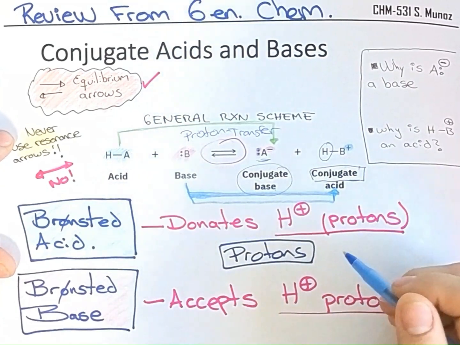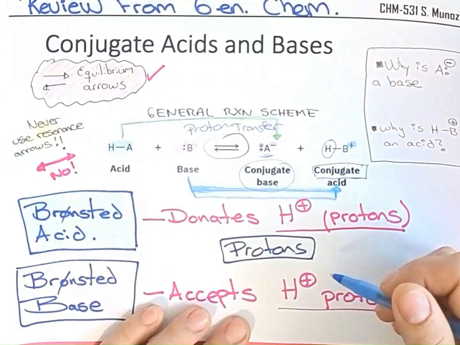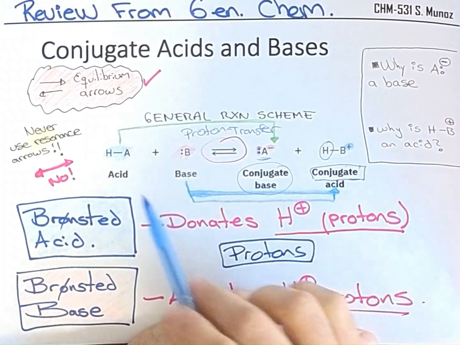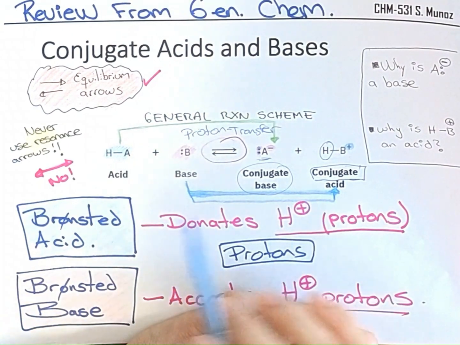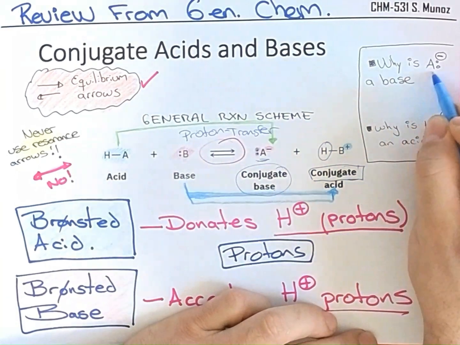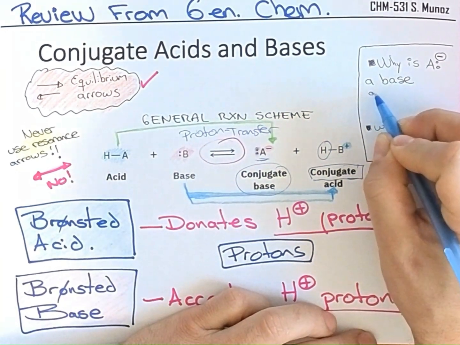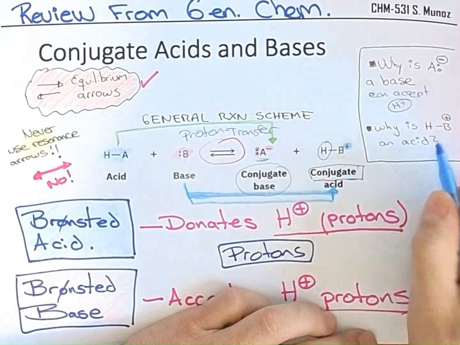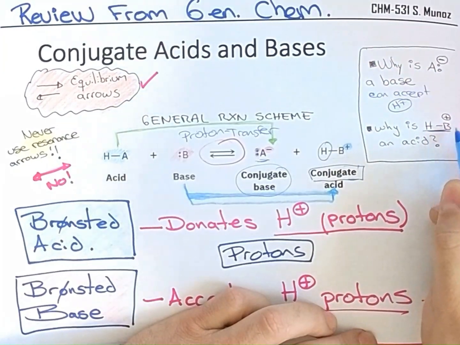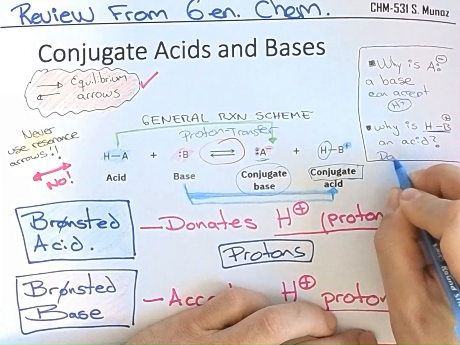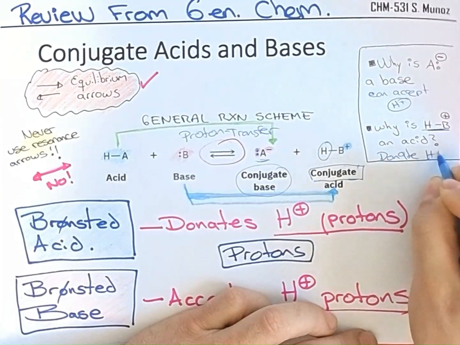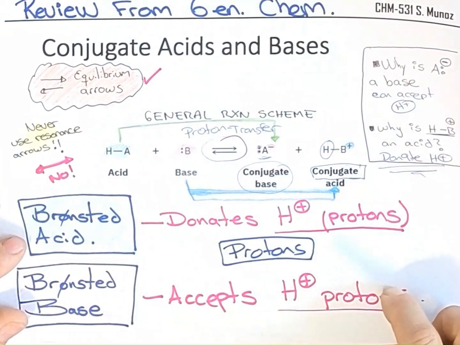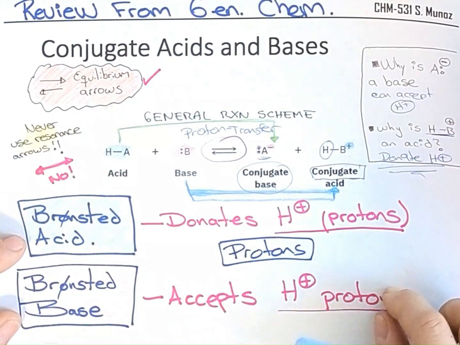And this is important to recognize, because that will enable us to compare the acidity or the strength of both, and determine to which side the equilibrium will lie. So why is A minus a base? Because it can accept protons. And why is the conjugate acid, or HB plus, an acid? Because it can donate protons. And so keep this in mind in this chapter and throughout our course.